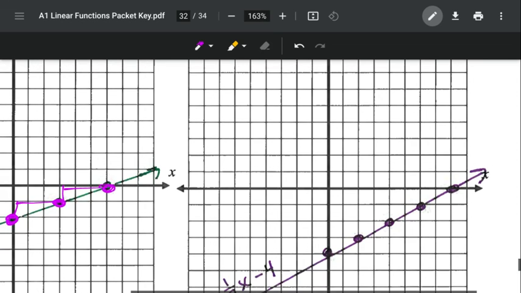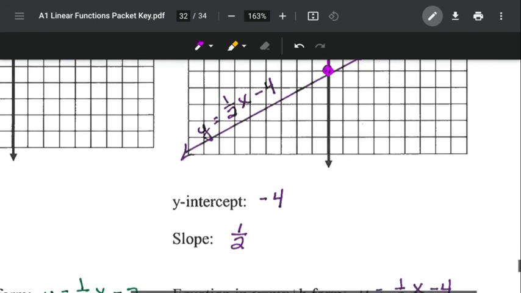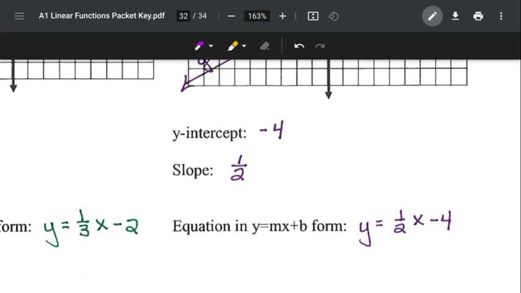So I start at negative 4, and I go up 1, right 2, up 1, right 2. You could stop right there, but I just kept putting dots. That's fine. You can fill your whole graph in with points as long as they follow the same pattern. And my y-intercept, as we said before, was negative 4, and my slope was up 1, right 2.